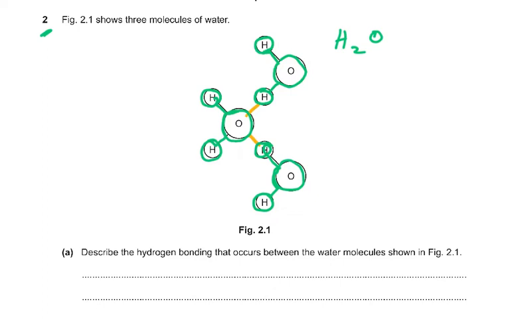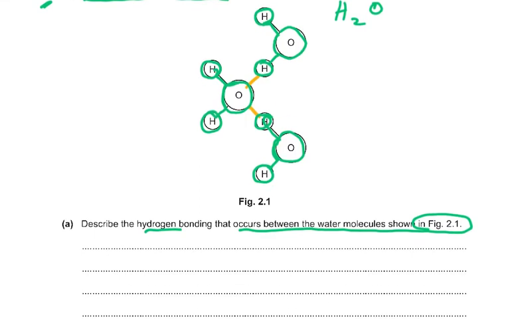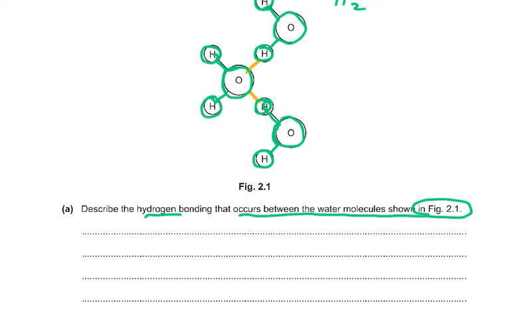Now coming to question number 2. Figure 2.1 shows 3 molecules of water. Discuss the hydrogen bonding that occurs between the water molecules shown in figure 2.1. So describe the hydrogen bonding. If you look at the diagram, it shows a hydrogen bond is a weak bond. Each oxygen atom forms 2 hydrogen bonds. These are the 2 hydrogen bonds.